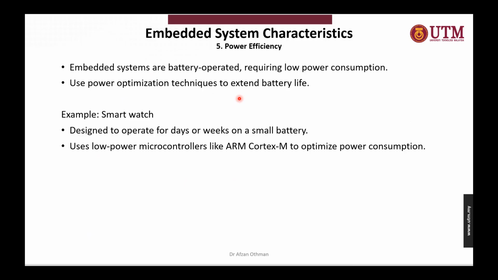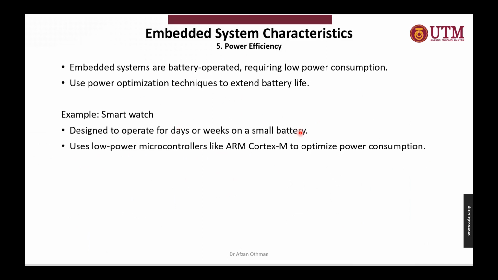And last but not least, this is what the STM32, the ARM processor, does. They disable unused peripheral clocks. The peripherals that you're not using, you disable them. The GPIO that you do not use, you just disable to reduce the power consumption. An example here is a smartwatch. A smartwatch is designed to operate for days or weeks on a small battery and uses low power microcontrollers such as ARM Cortex-M to optimize the power consumption. That is characteristic number five.